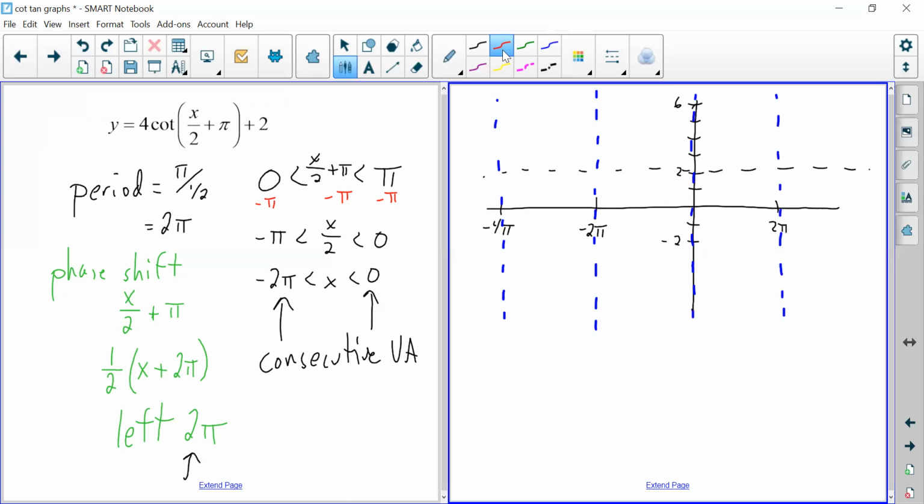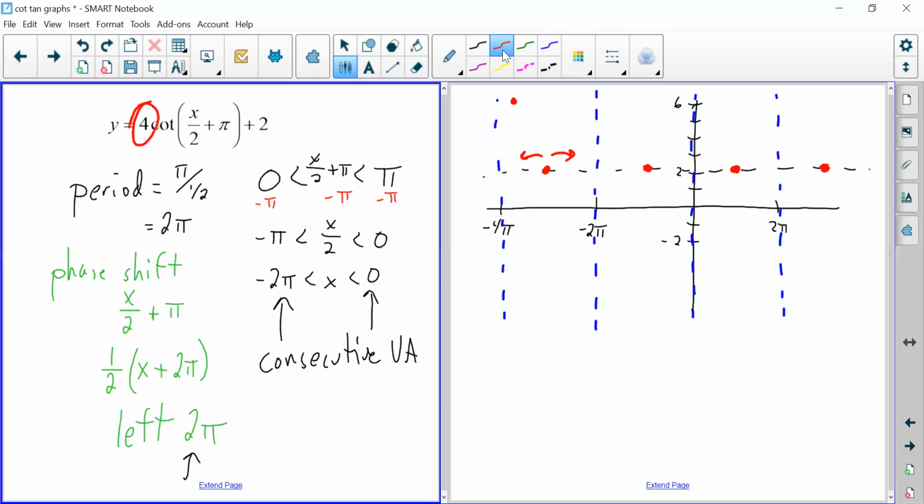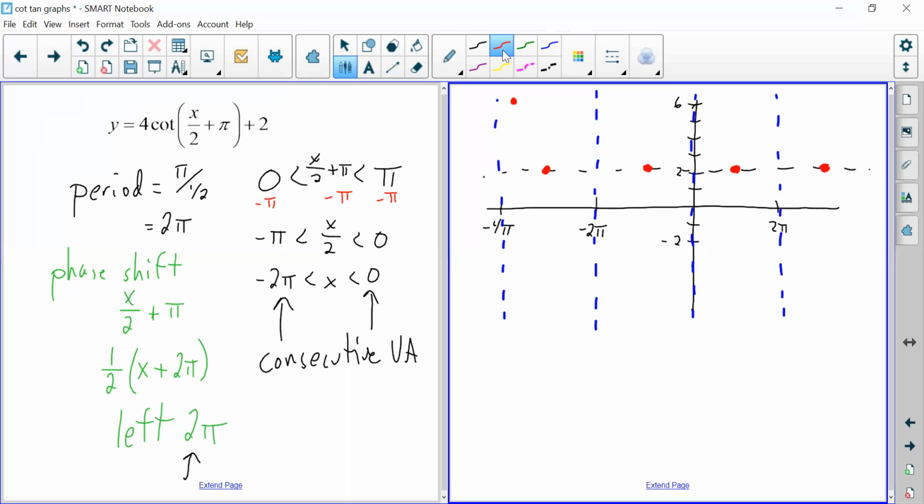And at the midline, in between the 2 asymptotes, and this is also true for a tangent, the graph is going to cross the midline right in between those 2 vertical asymptotes. And cotangent is the one that goes down. So I have to remember that from the middle, a quarter of the period to the left and to the right, I am changing by 4. Usually I would change by 1, but that vertical stretch changes everything, it quadruples everything.